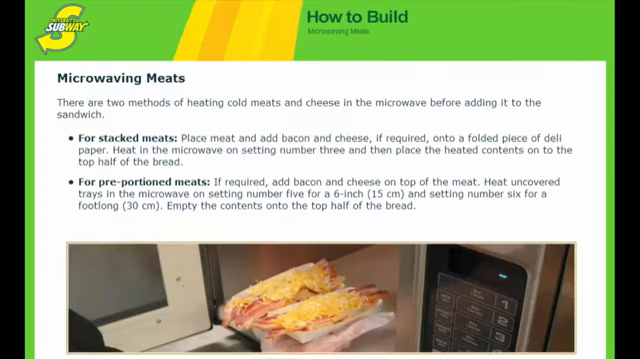There are 2 methods of heating cold meats and cheese in the microwave before adding it to the sandwich. For stacked meats, place meat and add bacon and cheese, if required, onto a folded piece of deli paper. Heat in the microwave on setting number 3, and then place the heated contents onto the top half of the bread. For pre-portioned meats, if required, add bacon and cheese on top of the meat. Heat uncovered trays in the microwave on setting number 5 for a 6-inch (15 cm) and setting number 6 for a foot-long (30 cm). Empty the contents onto the top half of the bread.